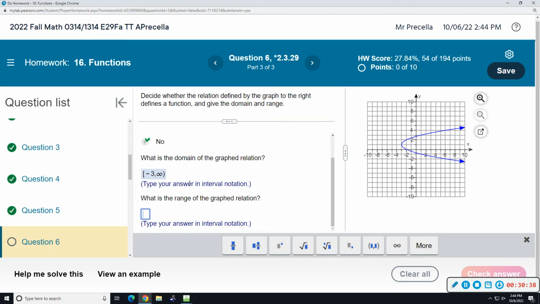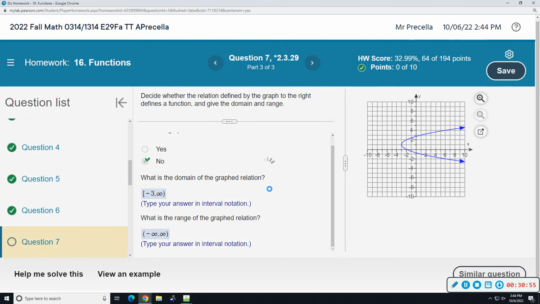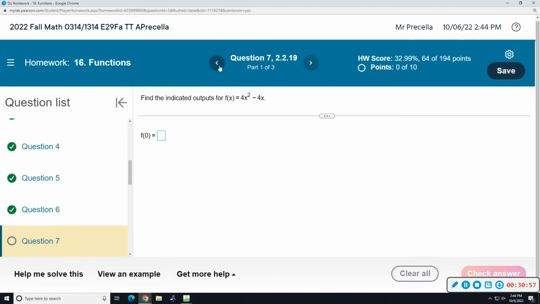So parentheses, negative infinity, comma, infinity. We'll type that a lot.